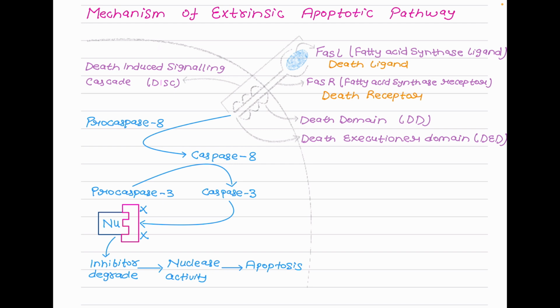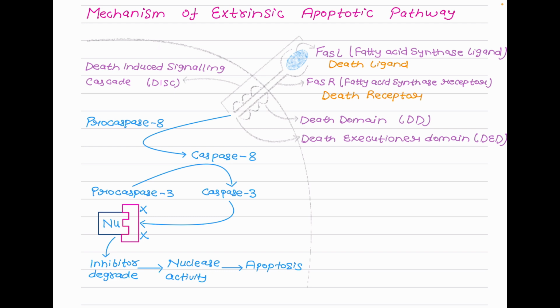Caspase 8 not only plays a vital role in the extrinsic pathway but also facilitates crosstalk with the intrinsic pathway. In the extrinsic pathway, caspase 8 can activate caspase 3 from its inactive form, procaspase 3. Once activated, caspase 3 degrades an inhibitor protein that normally suppresses nuclease enzyme. These enzymes, when free, enter the nucleus and break down the nucleic acids, including chromosomes and DNA. This ultimately leads to cell death, which is apoptosis. And this is how the extrinsic pathway works.